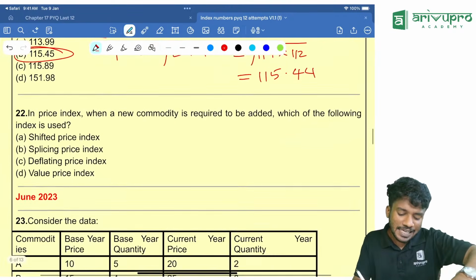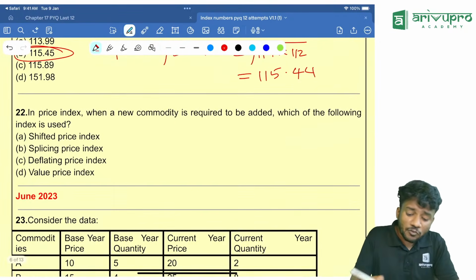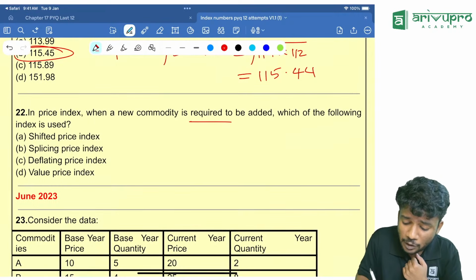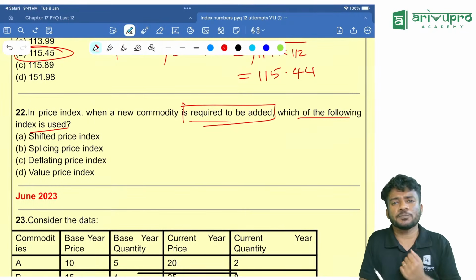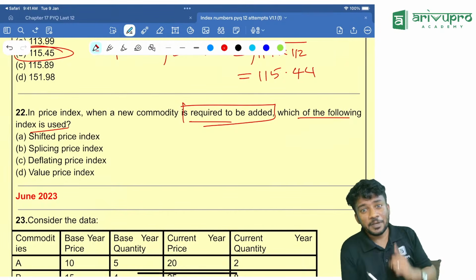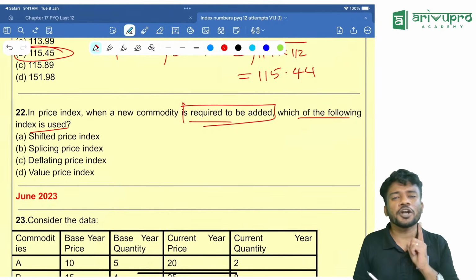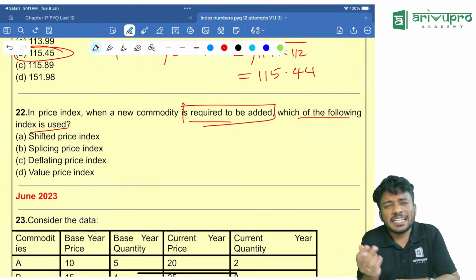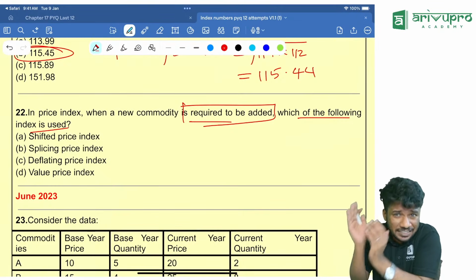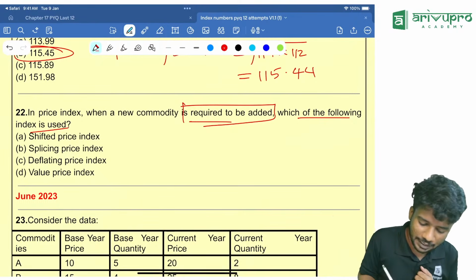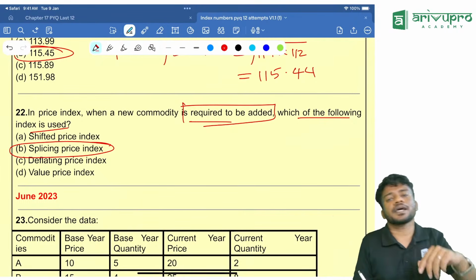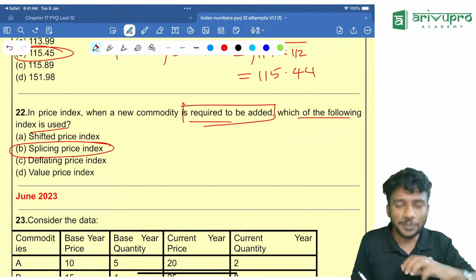Next question. In a price index, when a new commodity is required to be added, which of the following index is used? People, I have mentioned multiple times splicing of index number. What do you mean by splicing? We are creating a new index number from the existing index number by adding a new commodity to it. That is called splicing price index. Option B is your answer.